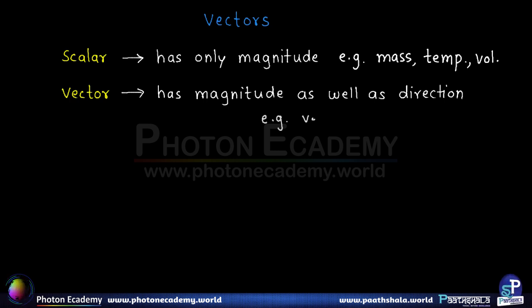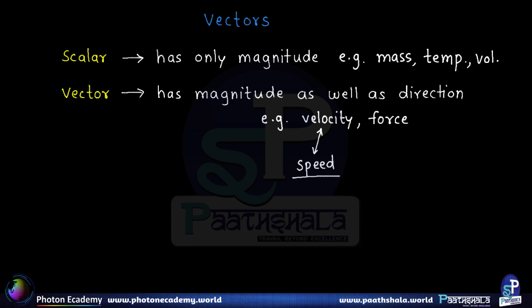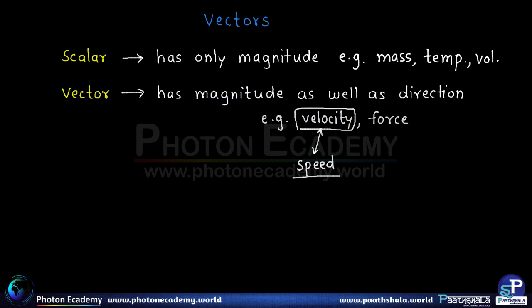And the example of that would be, say, velocity, force and so on. Just to make a clear distinction between the words velocity and speed. See, by speed we mean a scalar quantity, that is just the magnitude of some moving particle or object. But the term velocity is used in the vector sense. That means it also includes a direction in it. Right? So let's go ahead and see different types of vectors that we will be studying.